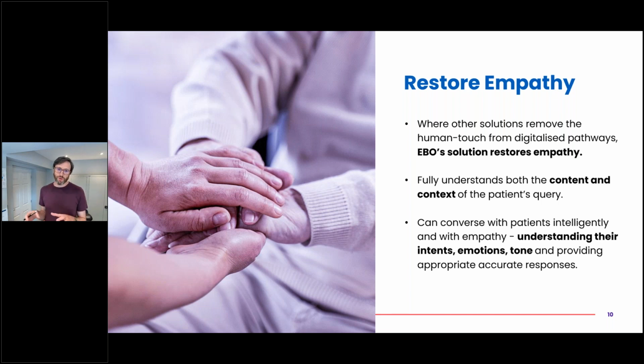So really, traditional patient portals are essentially dumb forms of communication. They lack the intelligence to understand the nuance of what's being asked of them by the patient. The difference with EBO's solution is that it's intelligent. It's able to converse with patients intelligently, responding appropriately to what they say, and displaying empathy, which is a crucial factor really in healthcare provision, and something that I think we've completely lost in the move to digital pathways. So we can understand patients' intent, their emotions, their tone, and we can provide accurate responses accordingly.